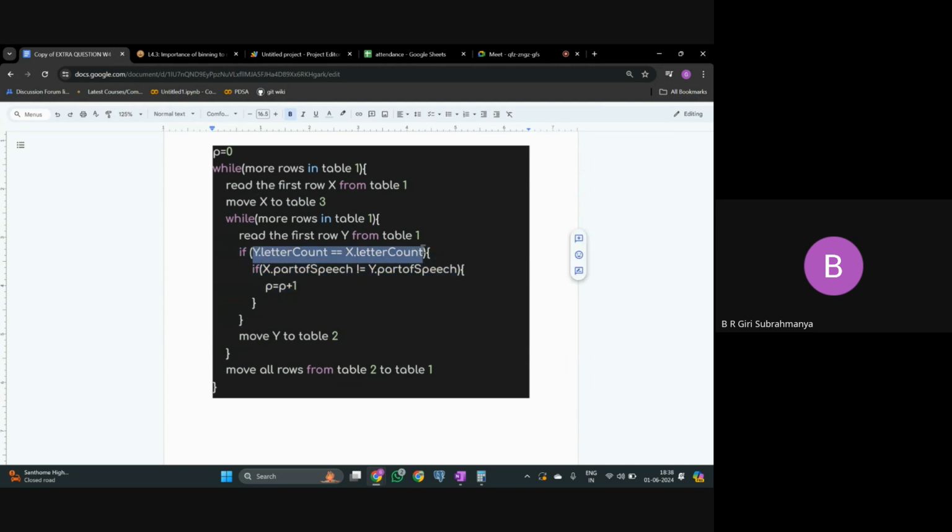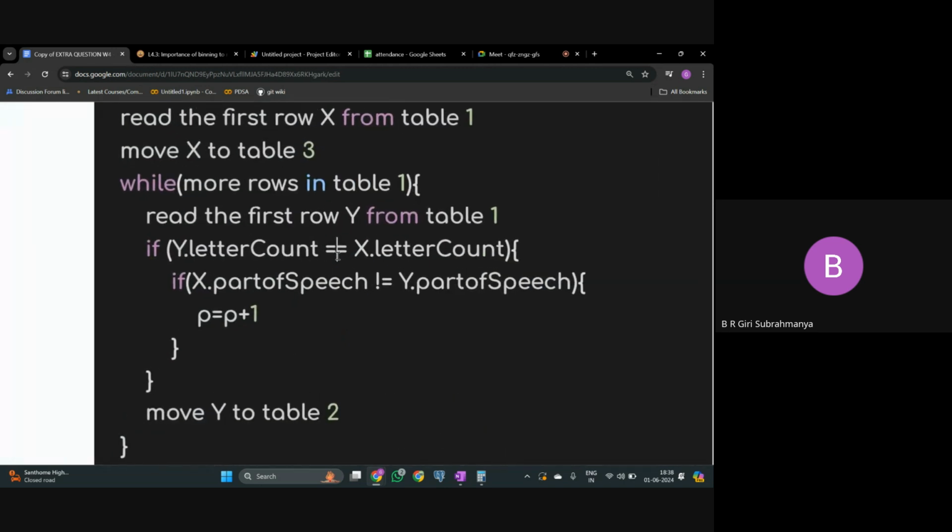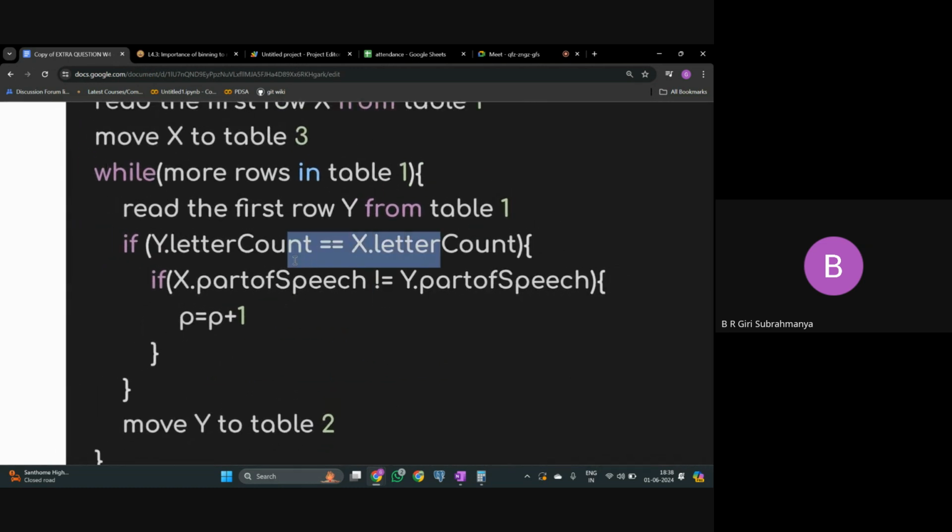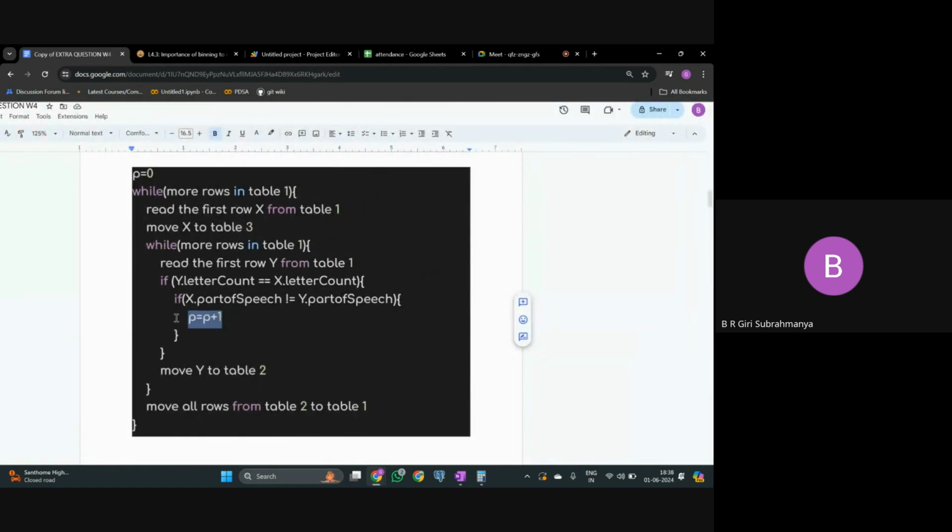If the letter count of X and Y are the same, and if their parts of speech are different (the double equal sign is for equality, and not equal to is used by this symbol, right?), so same letter count and different part of speech, if that is the case, we increment P. So it is going to be the number of pairs of words with the same letter count and different part of speech, right?